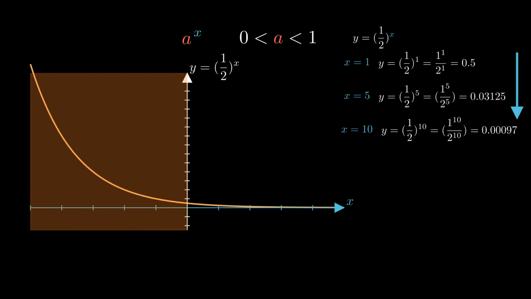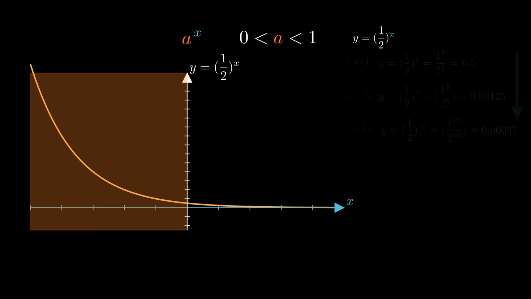So when the base is a fraction less than 1, what's happening over here on the left, where x is negative? We can see that it is growing. The y values are going up as x gets more negative. Do you know why? Let's look at when x is negative 1. So now we have a negative exponent, but we have 1 over 2 raised to the negative 1.